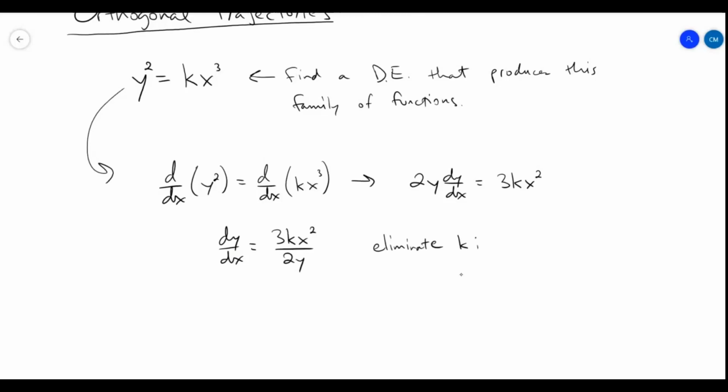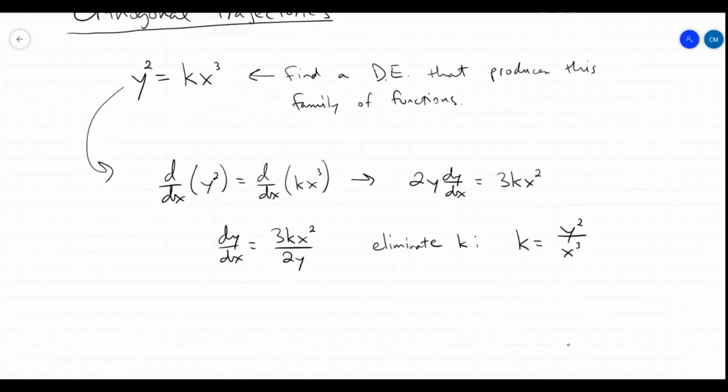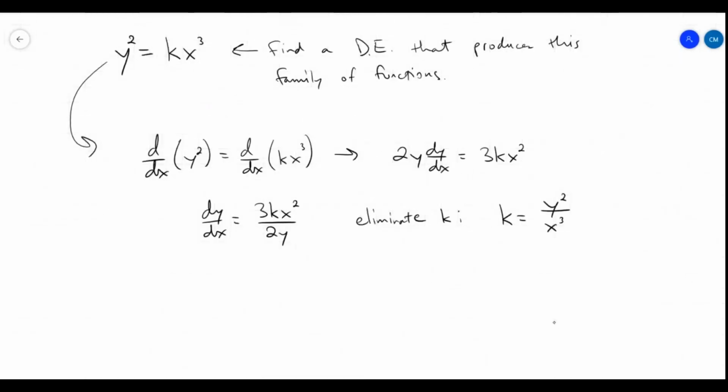Eliminate k. How can we do that? Well, we can put k in terms of both x and y by solving the original equation for k. Okay, so we're going to solve that for k. k is equal to y squared over x to the third. Then I'll plug that into the differential equation. So I'll get dy/dx is equal to 3 times k, which we now know is y squared over x to the third, times x squared over 2y.